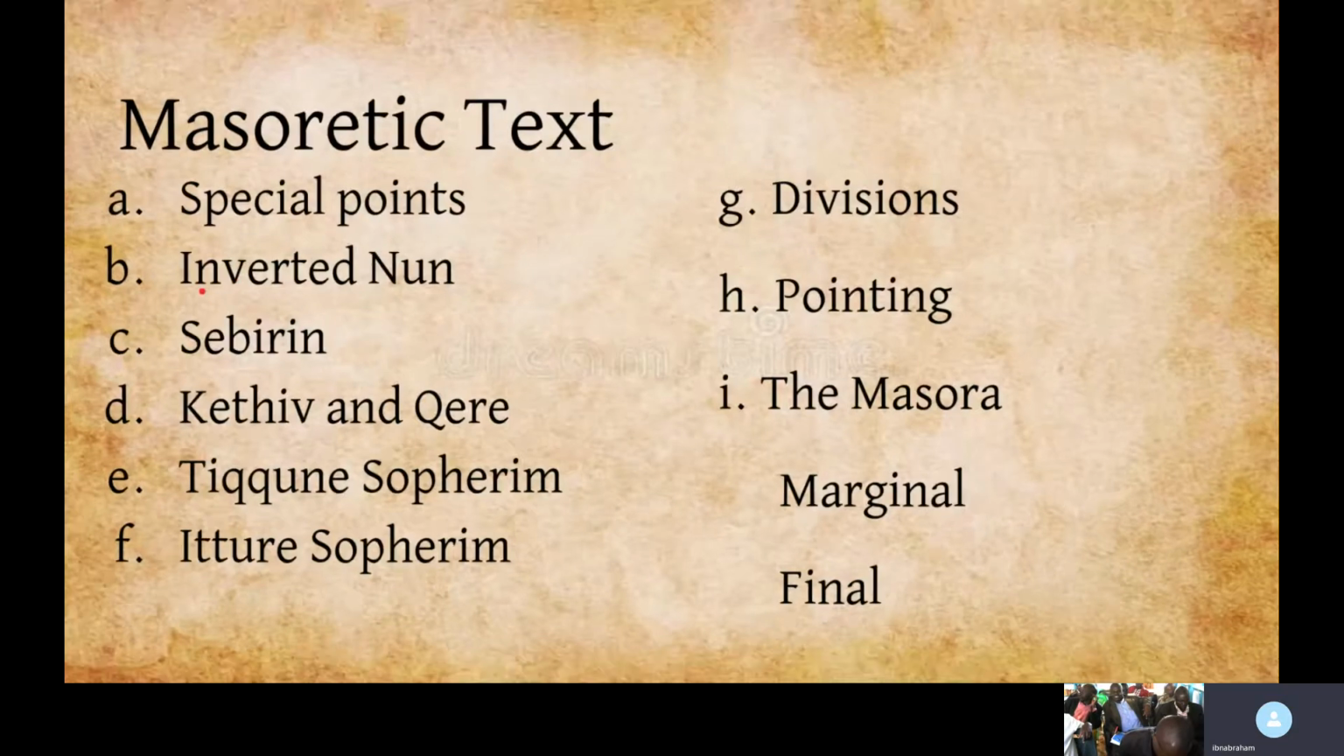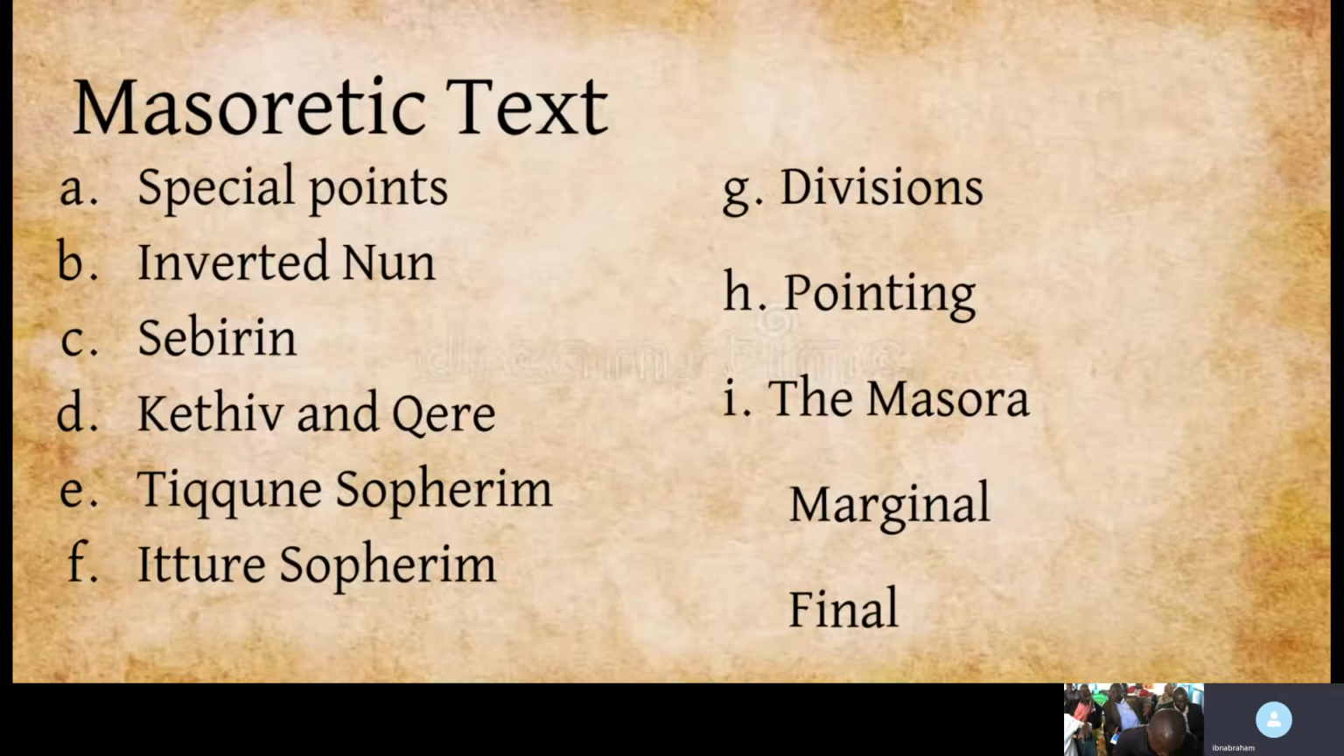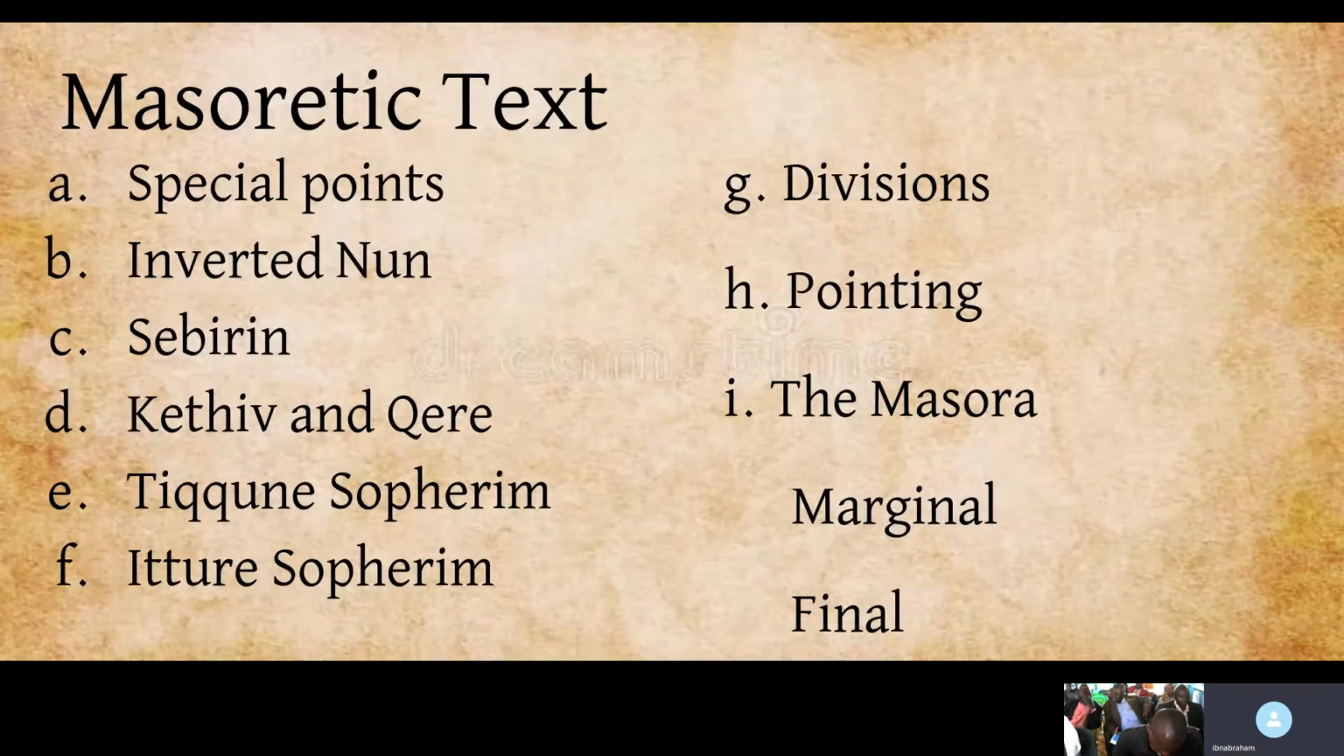Another one is the inverted nun. That's the letter N in Hebrew. It occurs 9 times in the Old Testament. It occurs before Numbers chapter 10, verse 35, and after Numbers chapter 10, verse 36, and then in some of the Psalms. It's thought to be an abbreviation for the word nakud, which means pointed. It's turned upside down or inverted to distinguish it from the letters in the text. So it's not a part of the text itself.